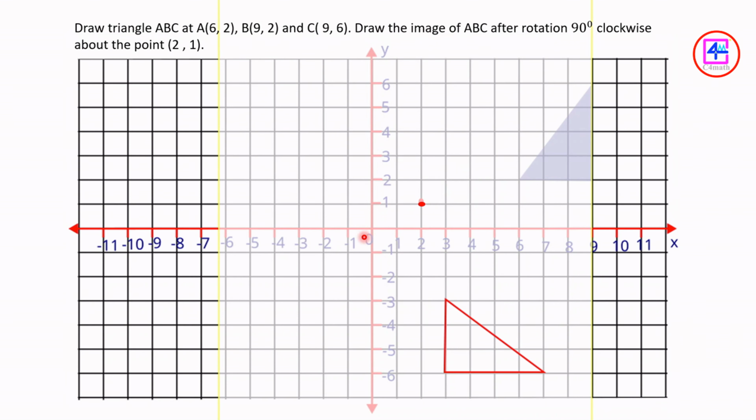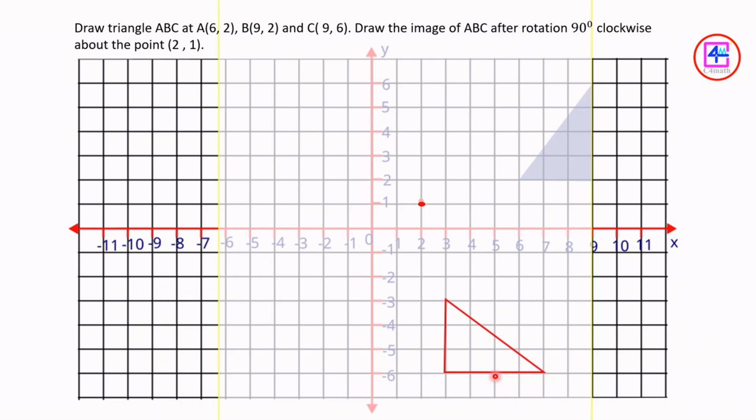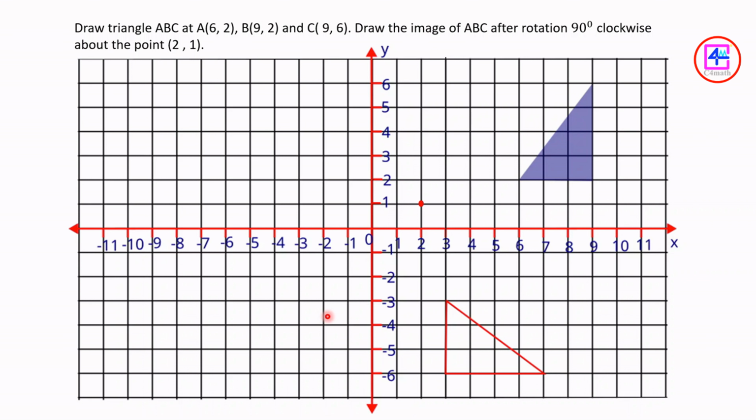Now we can rotate. Then we will get the figure like this. The previous one, and after rotation, this one. Now we can draw this triangle on the grid. This is the rotated one about the point (2, 1).